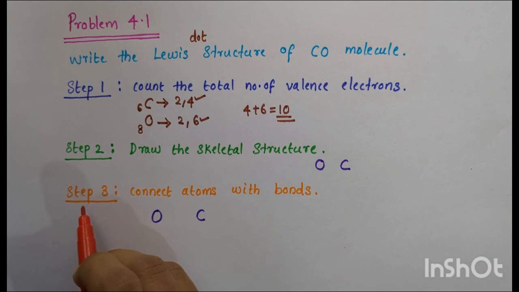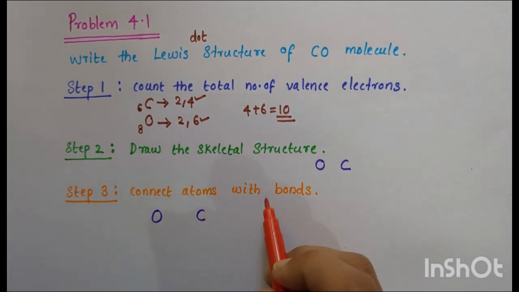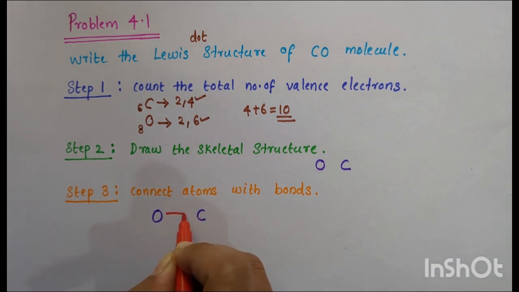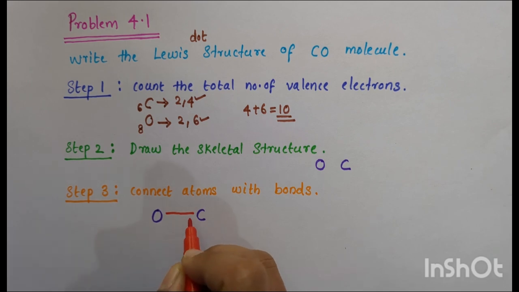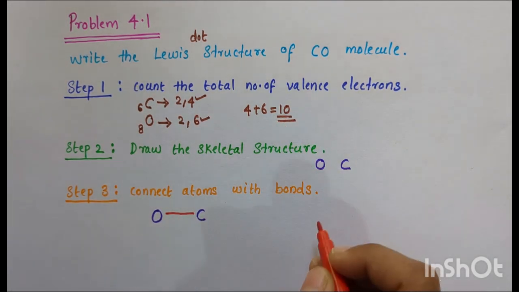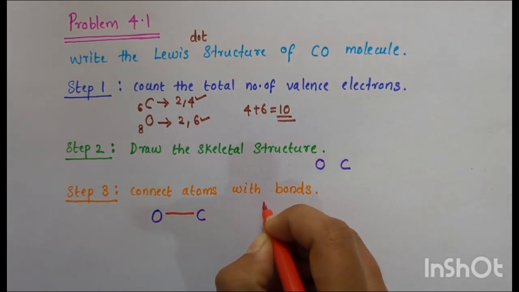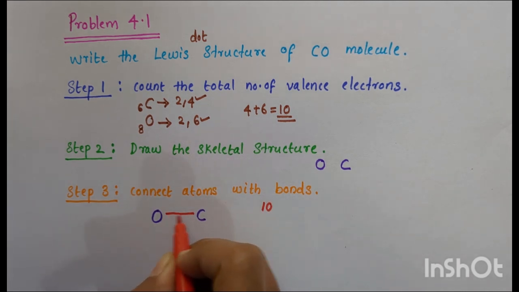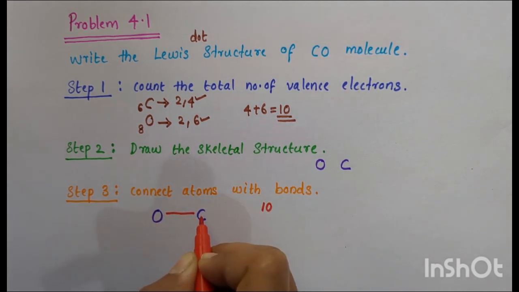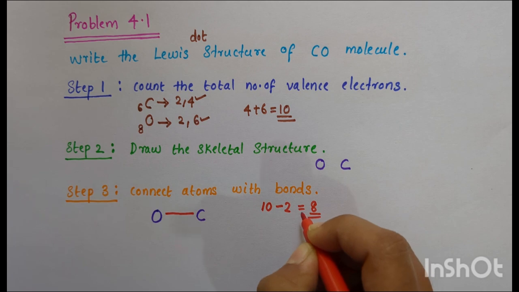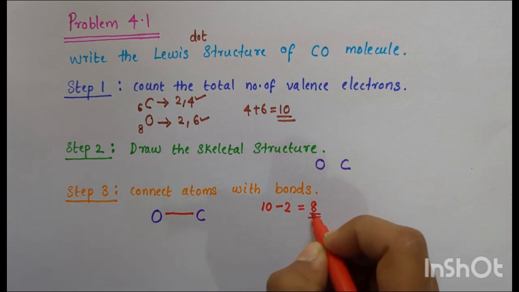Now, let us see step 3: connect atoms with bonds, single bond, double bond or triple bond. Start by connecting these two atoms, oxygen and carbon, using a single bond. I'm just drawing one single bond here. A single bond uses 2 electrons. There are a total of 10 valence electrons. So 10 minus 2, which is equal to 8 valence electrons, are left now. So the remaining electrons is equal to 8.